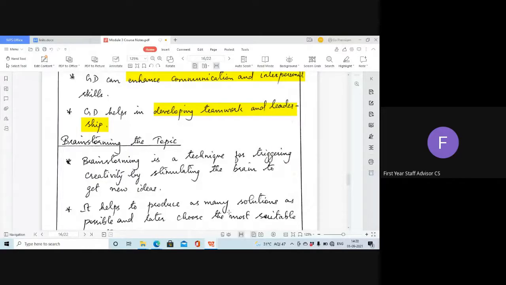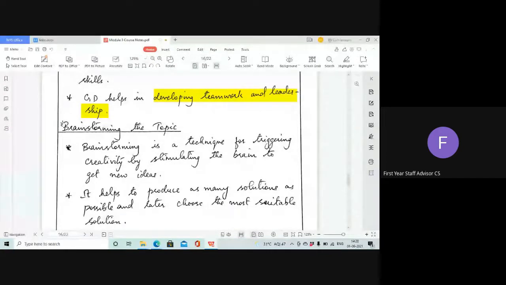So next is another topic. We have completed GD and debates, and now after completing GD, we are going to another topic, that is brainstorming. Given a particular topic, just like a discussion, this is another form of discussion called brainstorming. Brainstorming is an informal discussion among people where some topic is given and you are asked to discuss on the topic.